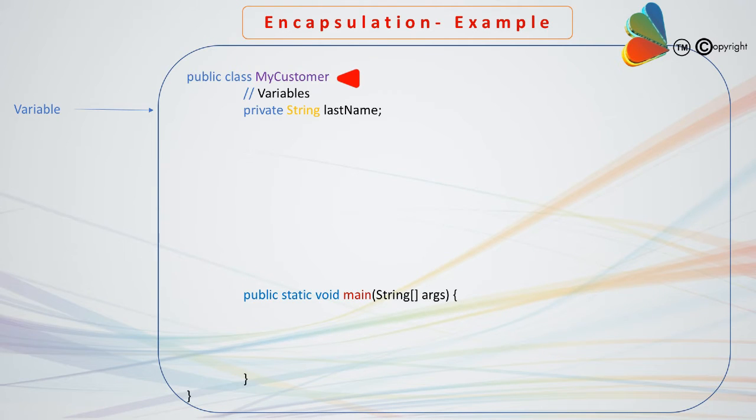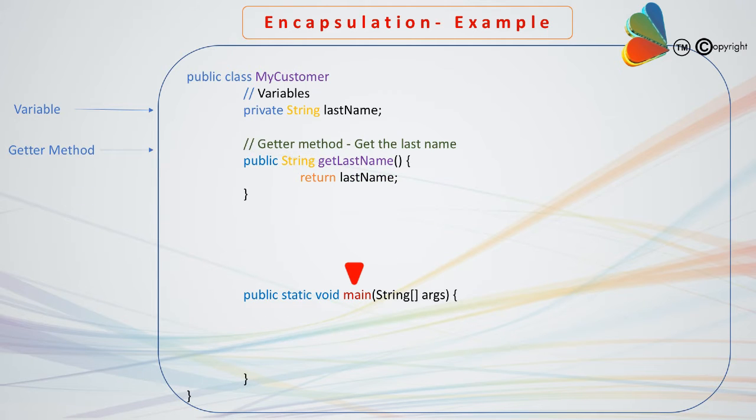In this example, class name is myCustomer. Under body of class name is main method. Private, string, lastName. Private variables are accessible only within the class in which they are declared. Define lastName as string.